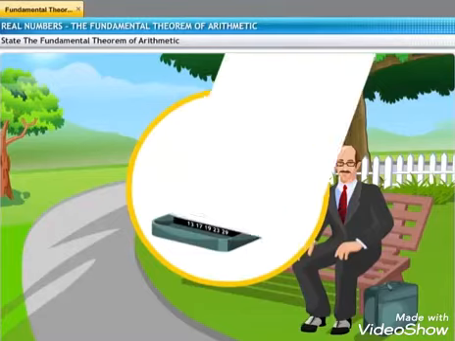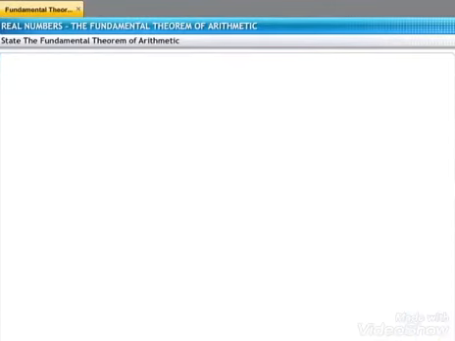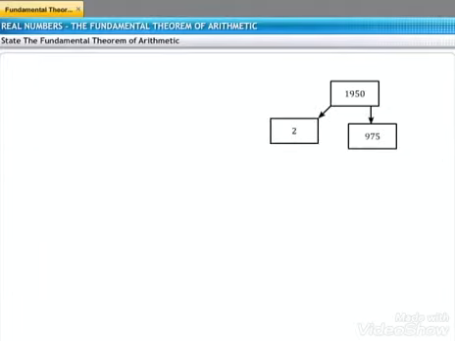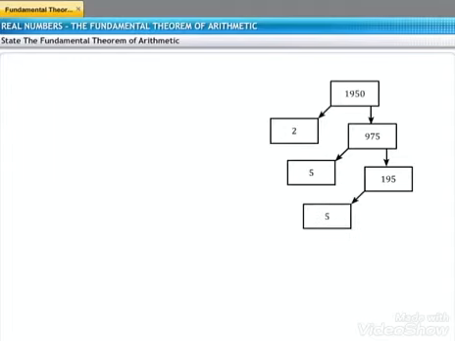Let's take a number. Any number. Say 1950, the year India adopted its constitution. Now, let's create a factor tree for this number using Mr. Number Maker's tools. Dividing 1950 by 2, we get 975. Dividing 975 by 5, we get 195. Dividing 195 by 5 again, we get 39.